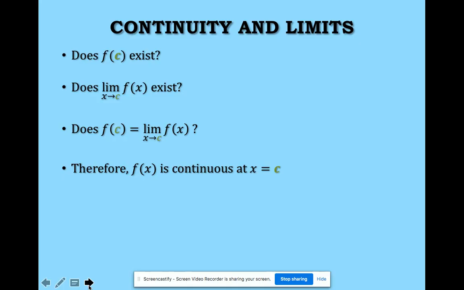So in the first example that I did, I showed that f of 4 did not exist, therefore not continuous. The next example, f of 1 existed, but the limit didn't exist, so not continuous after step 2. The third one, I showed the function value at 1 existed, the limit value at 1 existed, but those two were not equal, therefore not continuous. Then the last example, I met all of these conditions, and therefore I could say continuous.